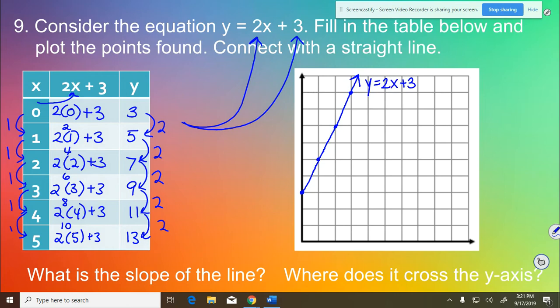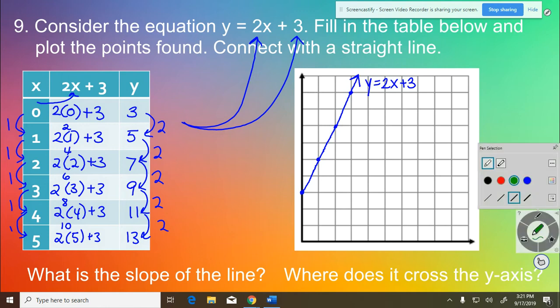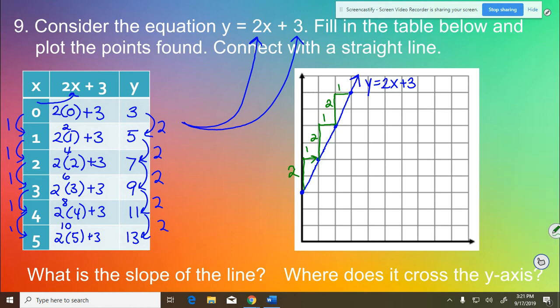So looking at that, what is the slope of the line? Well, we kind of already saw that in the equation. So the slope is that 2 over 1, the amount that we were increasing and going over. It's going up 2 over 1, up 2 over 1, and up 2 over 1. So the slope is 2. And then where does it cross the y-axis? It crosses the y-axis right here. And that point is at 3 or 0, 3. So I'm going to write 0, 3 here.